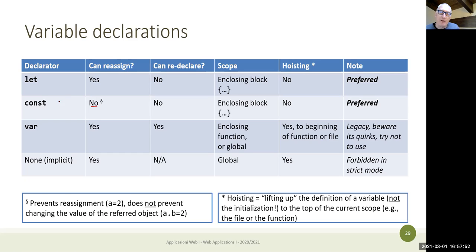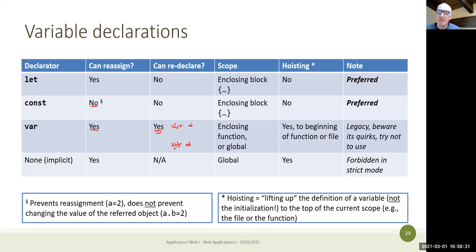Var is similar to let because it lets you reassign the values, but has a couple of strange behaviors. You can redeclare the same variable, so you can write var a and later on var a again, and the second one is silently ignored, while if you try let and then let again on the same variable, you get an error, as we saw. So you can do that. There's no advantage in doing that other than sloppiness.